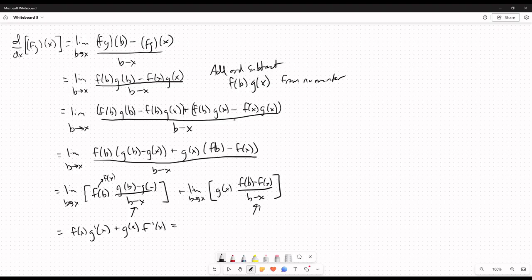And usually I'll flip the order just to help me remember, especially when I'm doing the quotient rule, which one to take the derivative of first. But it doesn't really matter. Addition, you can change the order and no one cares. But that is exactly what we have from the product rule. So we saw that by adding and subtracting this thing to our limit, we are able to use the limit definition to prove the product rule.